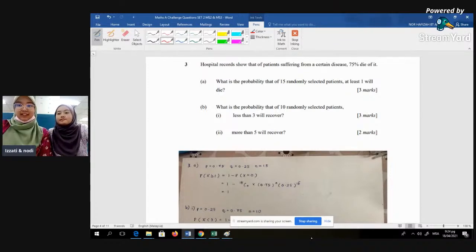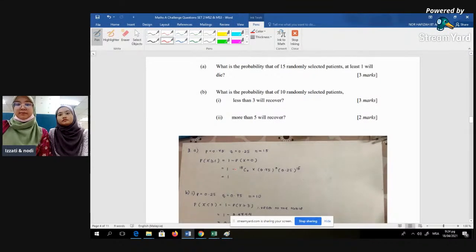So for A, they want P(X) more than or equal to 1. So we do 1 minus P(X) equals 0. We use the equation nCx p^x q^(n-x). So we will get 1.